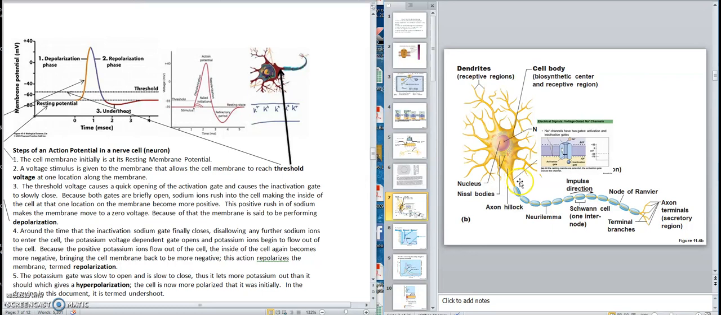Now what we're discussing is happening in one little spot of the axon. So we're not talking about conduction yet. We're talking about just one action potential. Okay, so I go back.